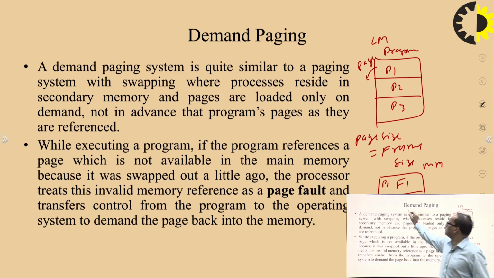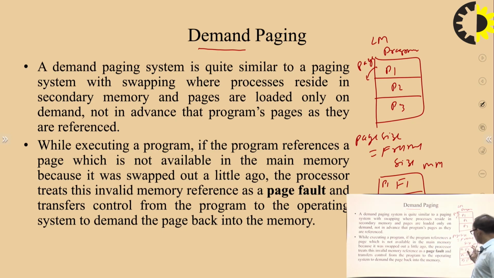But what is demand paging? Demand paging means a page must be loaded into main memory only when it is referred by the CPU. Until and unless the CPU demands a page, it should not be loaded into a frame in advance. So, demand paging means a page should be loaded in a frame only when it is referred by the CPU.